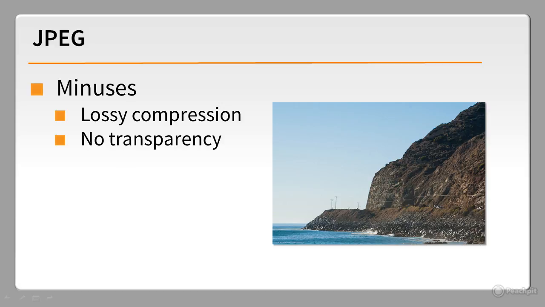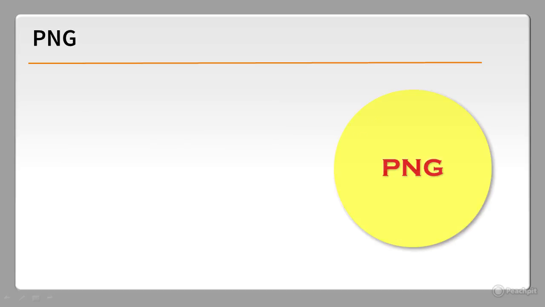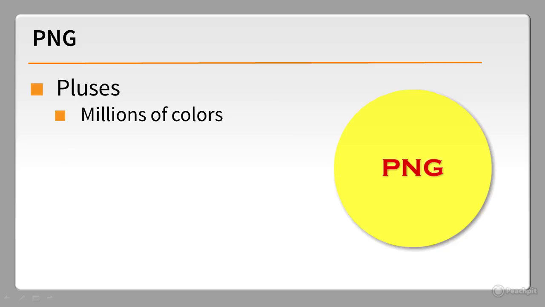Another drawback of JPEG is that it doesn't support transparency. Nevertheless, it's an excellent choice for photographs. PNG tries to offer the best of both worlds. There are 3 different PNG formats: PNG 8, PNG 24 and PNG 32. PNG 8 supports the same 256 colors as GIF, but PNG 24 and PNG 32 support millions of colors.